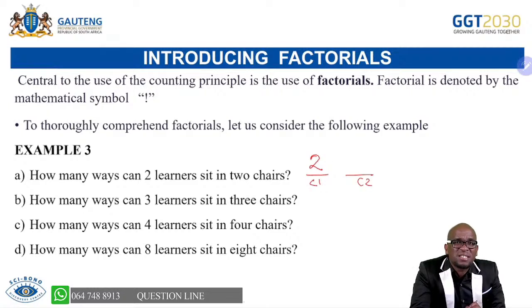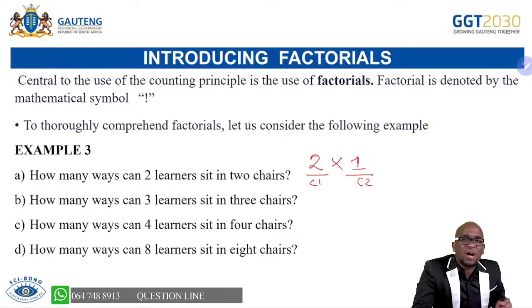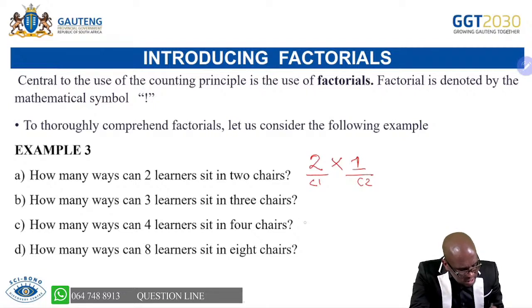Now that learner 1 has sat in chair 1, for chair 2, there's only one option because there were two learners. So that would be 2 times 1 like that. Now let's check 3 learners in 3 chairs: chair 1, chair 2, chair 3.